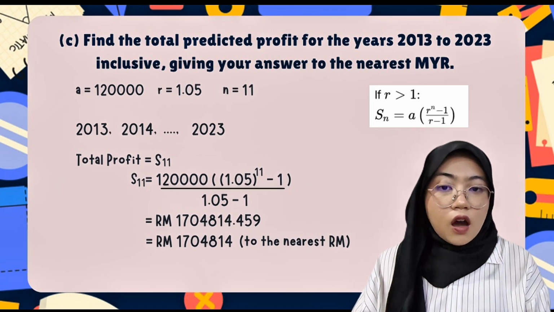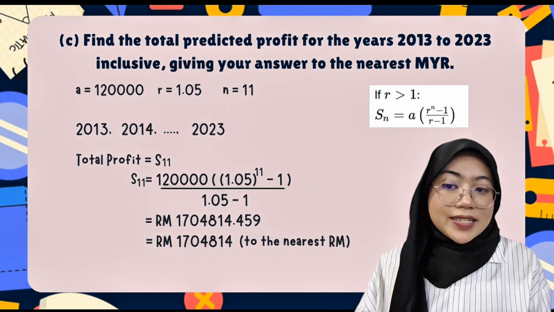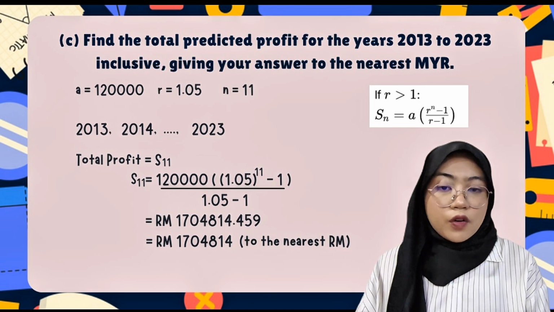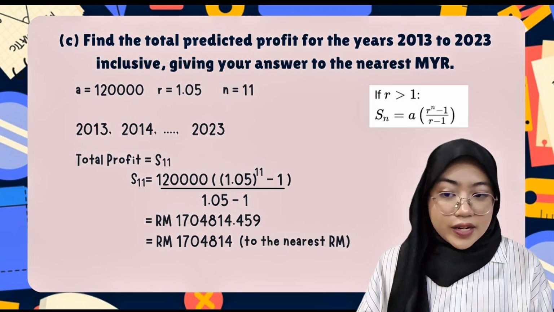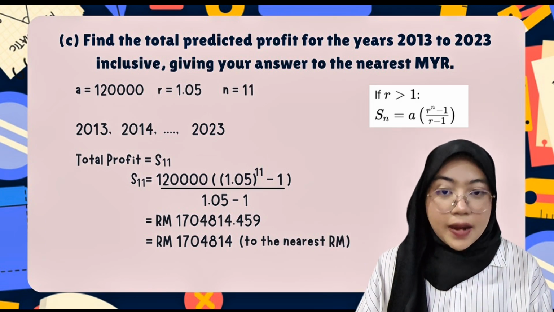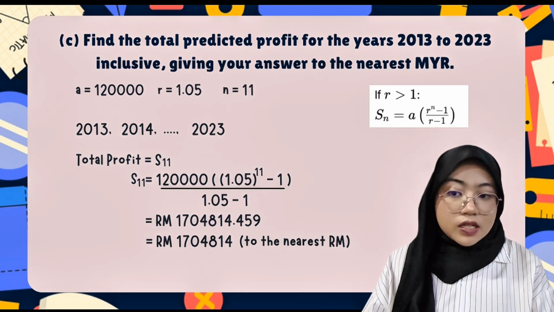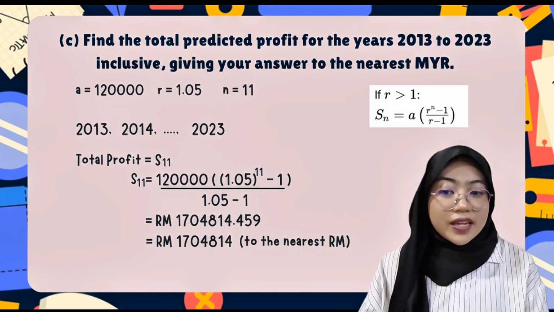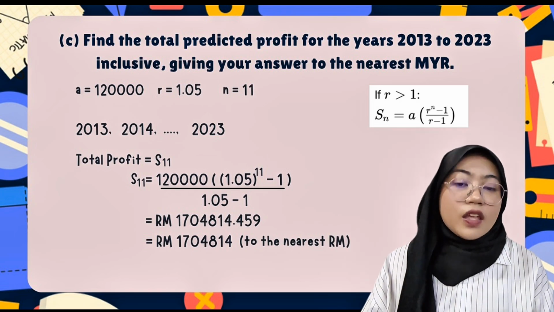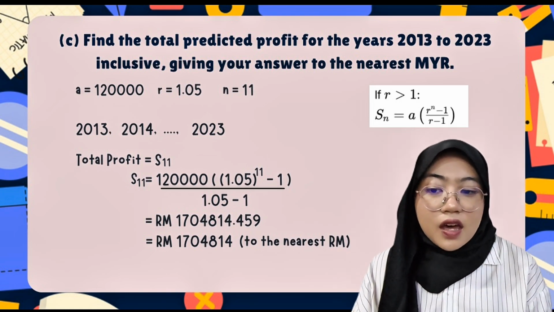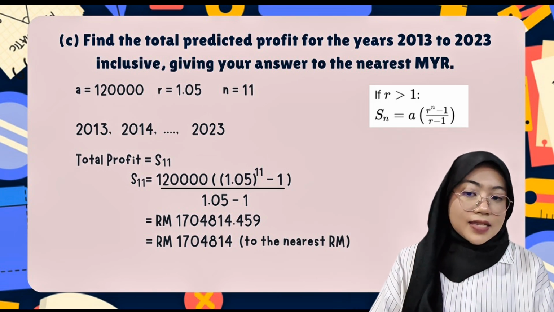So we will use the formula of the sum of n terms. Based on this formula, we are going to choose r more than 1 since our r is 1.05. So our total profit, we will label it as S11. S11 equals 120,000 in brackets 1.05 to the power of 11 minus 1 over 1.05 minus 1. We substitute the numbers into it, calculate, and get 1,704,814.459 ringgit, which we round off to the nearest ringgit, and we will get RM 1,704,814 as our answer.